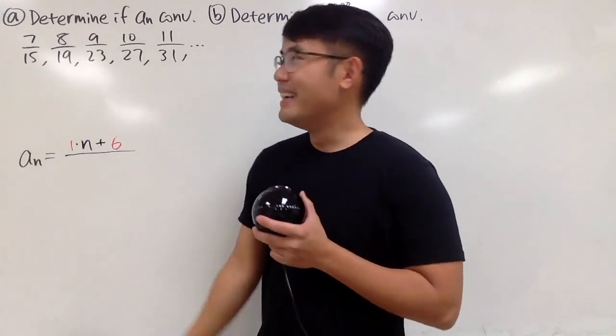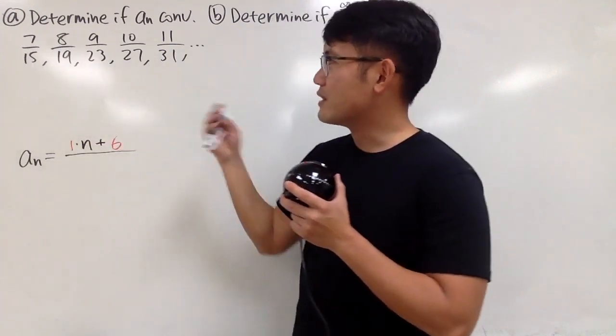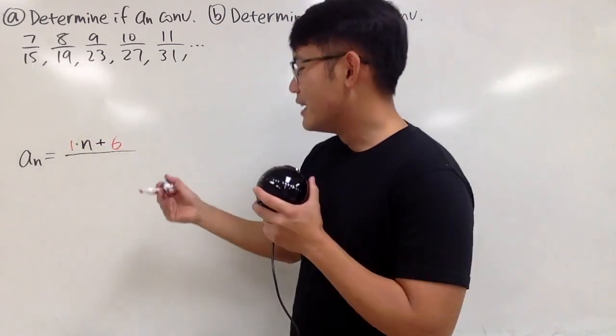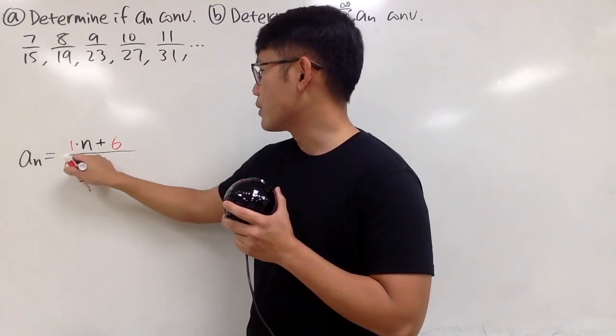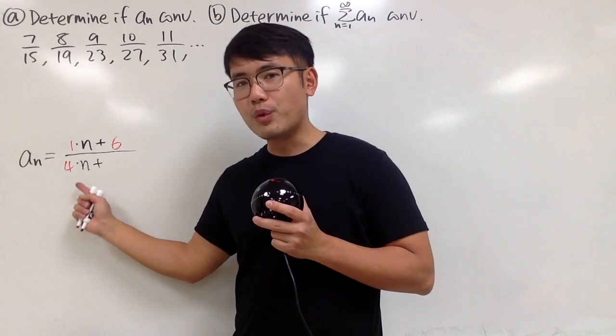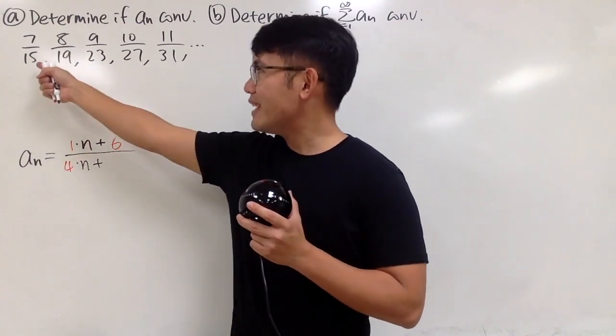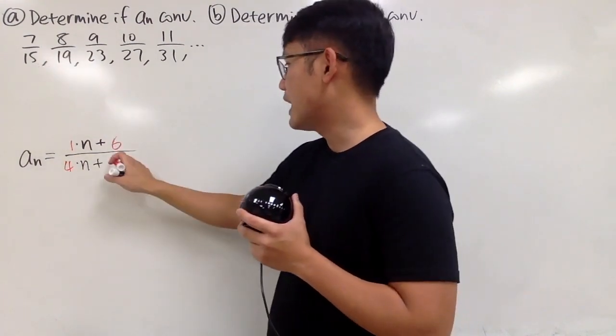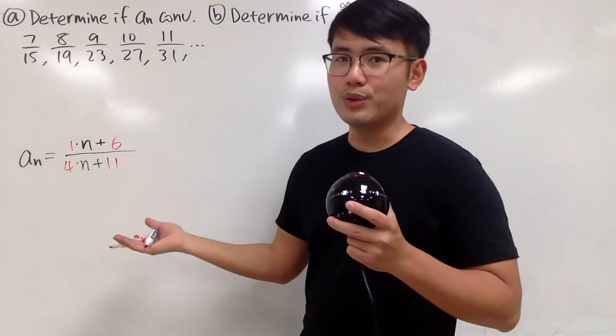All right, that's it. And then on the bottom here, the common difference is 4. So we know that the coefficient right here is 4, and then multiply by n, and we add. When n is 1, 1 times 4 is 4. 4 plus 11 will give us 15. So just add 11 to it. This is the quickest way to do it.